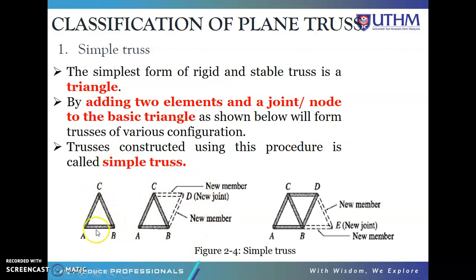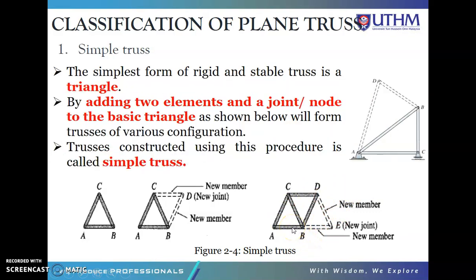So this is the simplest form of the trusses. They make a new joint here, and also two new members. So this will become a simple truss, and so on. If you have a few of the simple trusses, it will still become a simple truss, but you need to connect like this. So two new members with a new joint. If you have more, add two more new members and one joint here, and it will become a simple truss.